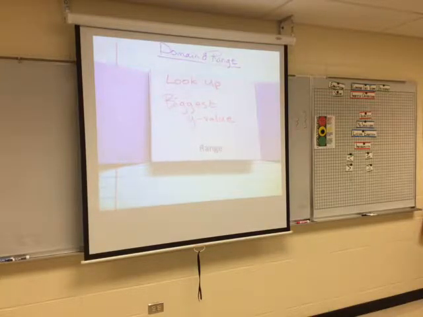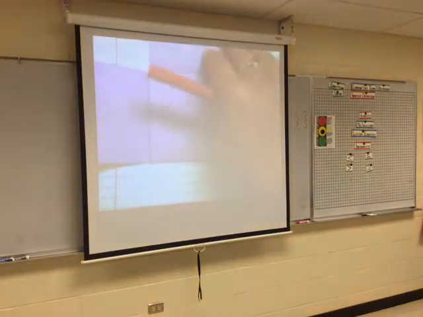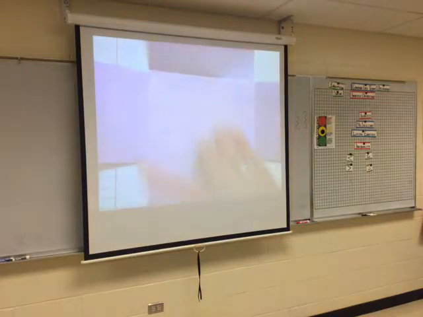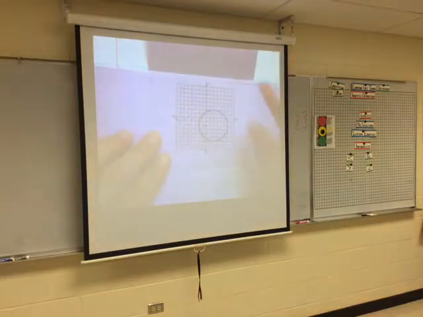Alright. So the four corners you cut out are going to be our first four examples. So this is my domain and range finder. This is going to help me find domain and range. So what I want you to do, look through your examples. I want you to find the one with a circle on it.